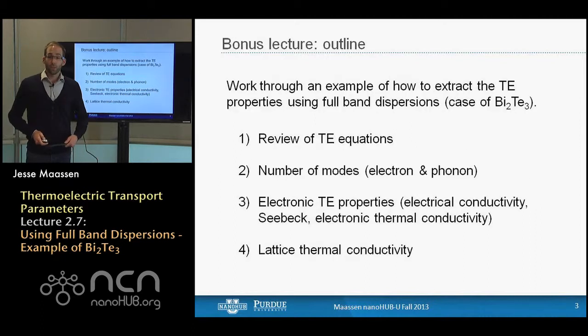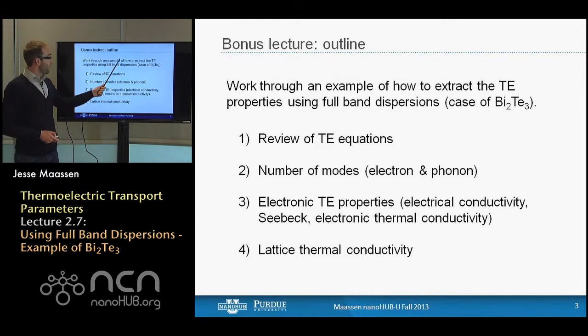Okay, so here we have an outline for the lecture. We're going to work through an example of how to extract the thermoelectric properties using full band dispersions. This will be for electrons and phonons. And we're going to focus on the case of bismuth telluride, like I mentioned earlier. Specifically, we're going to look at the following four topics. The first is we're going to review the thermoelectric equations, which you've seen extensively at this point after week 2. Then we're going to look at how we compute the number of modes, or the distribution of modes, using a full band dispersion. Next, we'll move on to calculate the electronic thermoelectric properties, and then we'll calculate the phonon thermoelectric properties, i.e. the lattice thermal conductivity.